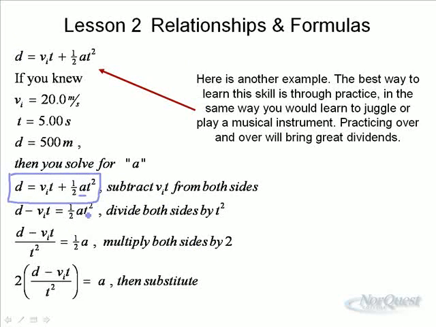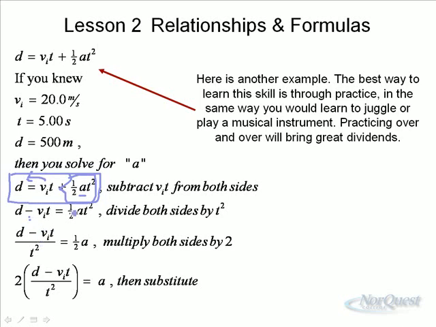Golden rule of math: whatever you do to one side, you do to the other. So the first thing we'll want to do is isolate the term containing a, since a is our unknown. To isolate this term, we have to get rid of the v_i t. So it goes over to the left and becomes negative. So d minus v_i t is equal to 1/2 a t².